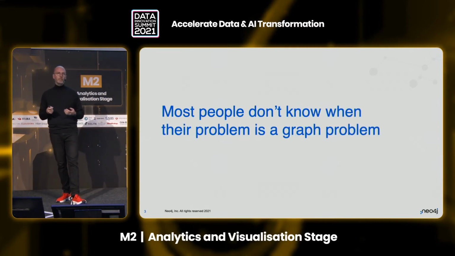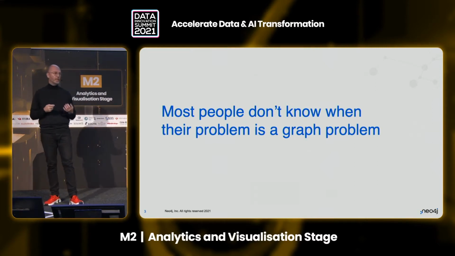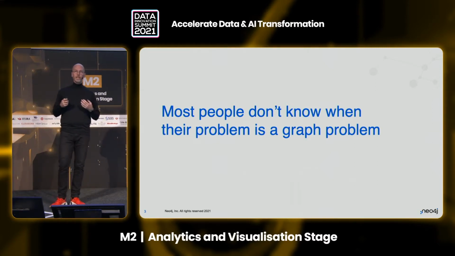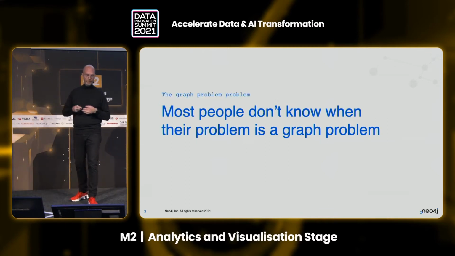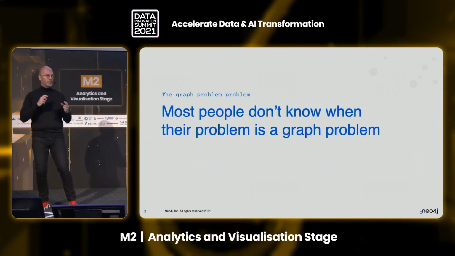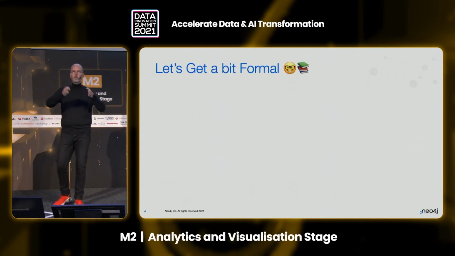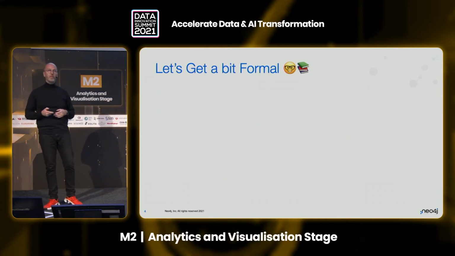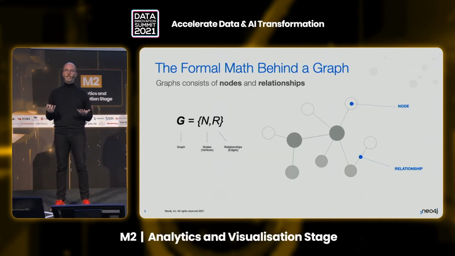Cool, so most people don't actually know they have a graph problem. This is one of the fundamental problems we at Neo4j had for a very long time, so much that Emil, our CEO, actually coined a name for this thing. We call it the graph problem. So just to get everybody up to speed, what we're going to be talking about is not the pie chart kind of graphs. We're going to talk about graph theory, basically the mathematical structure of how things are related.